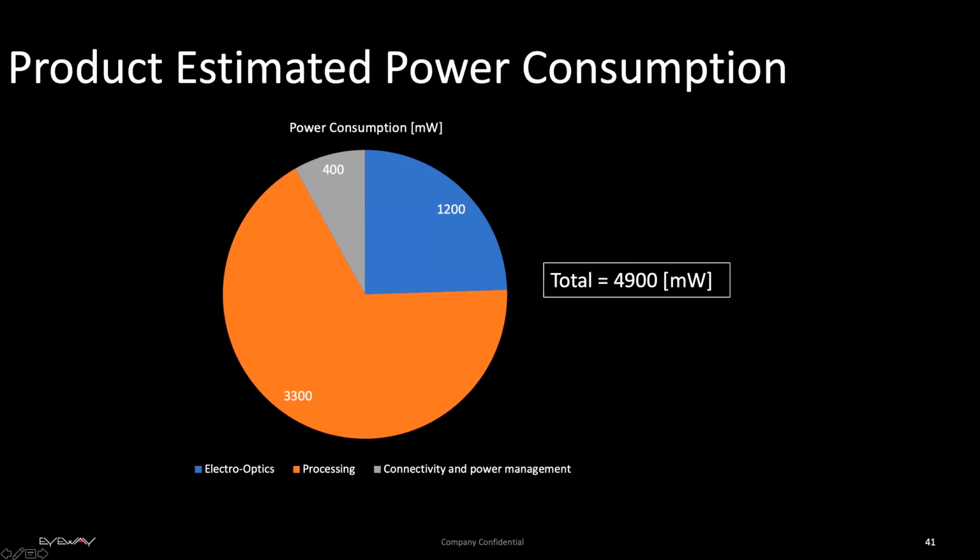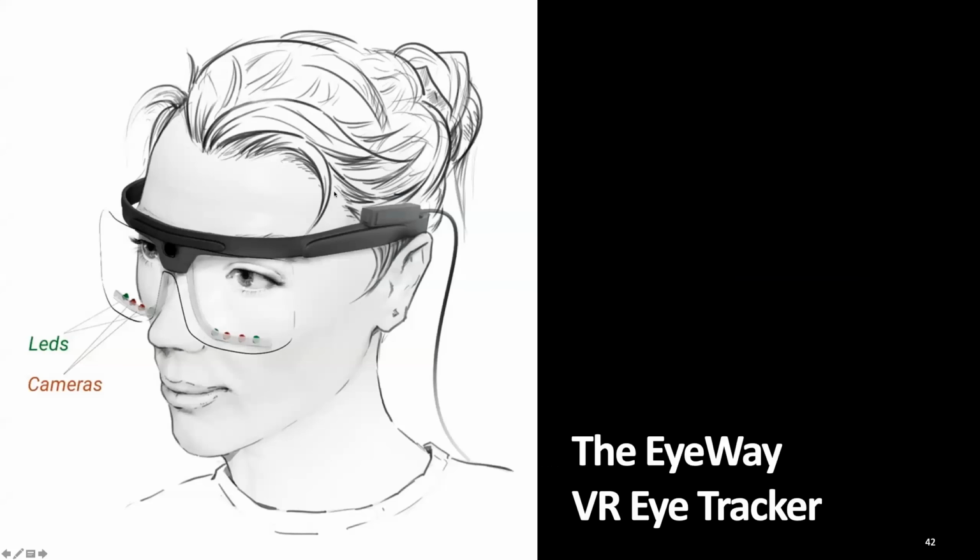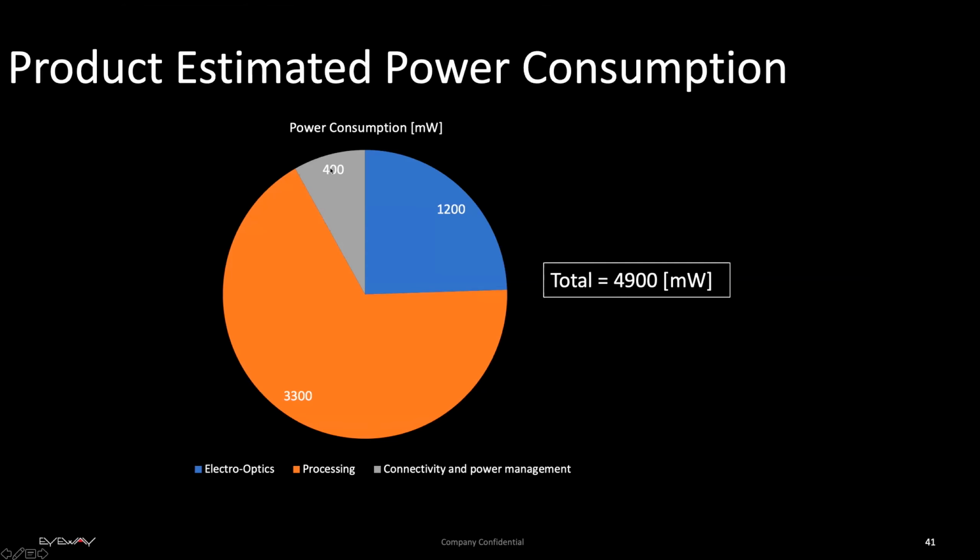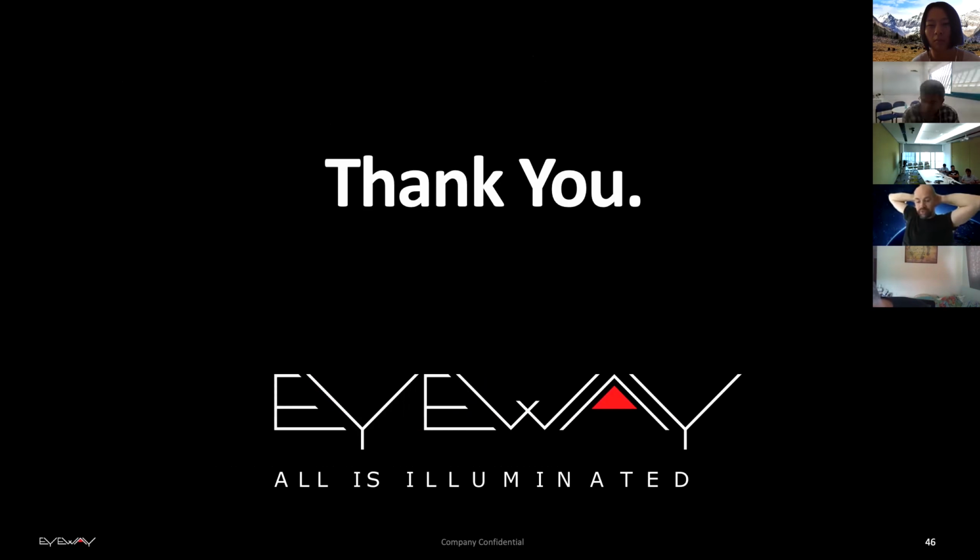For the power consumption of the electro-optics, meaning the lasers and the MEMS and all these elements, we're talking about 1.2 watts. For the connectivity, it's around 0.4 watts. And for the computing and processing and everything else, it's around 3.3 watts. This is more or less the overview of the system and how it operates.